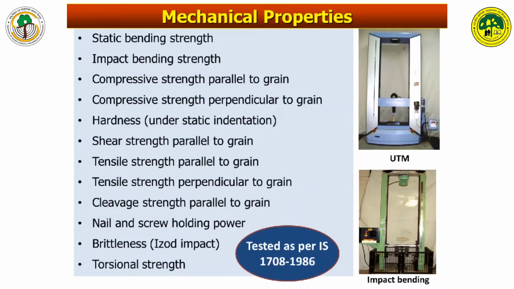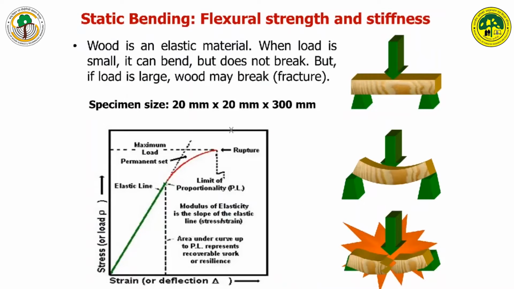So we have to study all these properties to determine how strong the wood is under different types of load applications. Like static bending, we apply the load on the center of the test sample, and then we have to plot the stress versus strain curve or the load versus deflection curve. And when load is beyond a certain point, the wood sample will break. This point is called the point of rupture. And what is the load at that point? We have to take that into account to calculate the modulus of rupture.